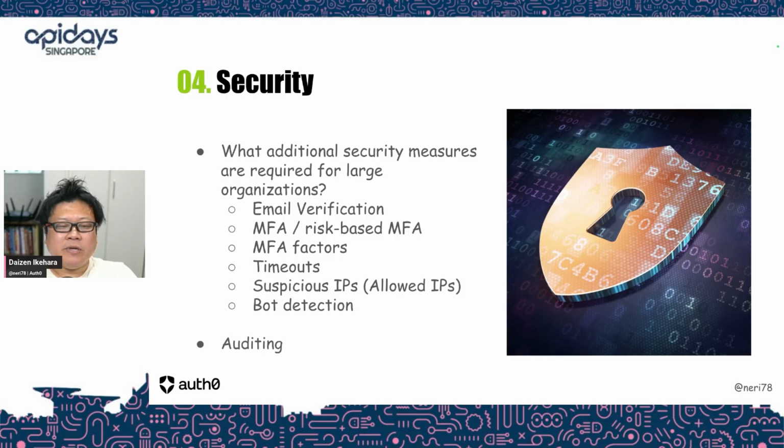Some companies require SMS MFA, some companies require the YubiKey, the hardware key token, to sign into their systems. So your SaaS needs to support these kinds of security measures to support large enterprises. And also you need to provide auditing. So you need to provide a log for their audit, because a lot of companies require auditing to make sure that they comply with their security standard. So security is another key to supporting large enterprises.